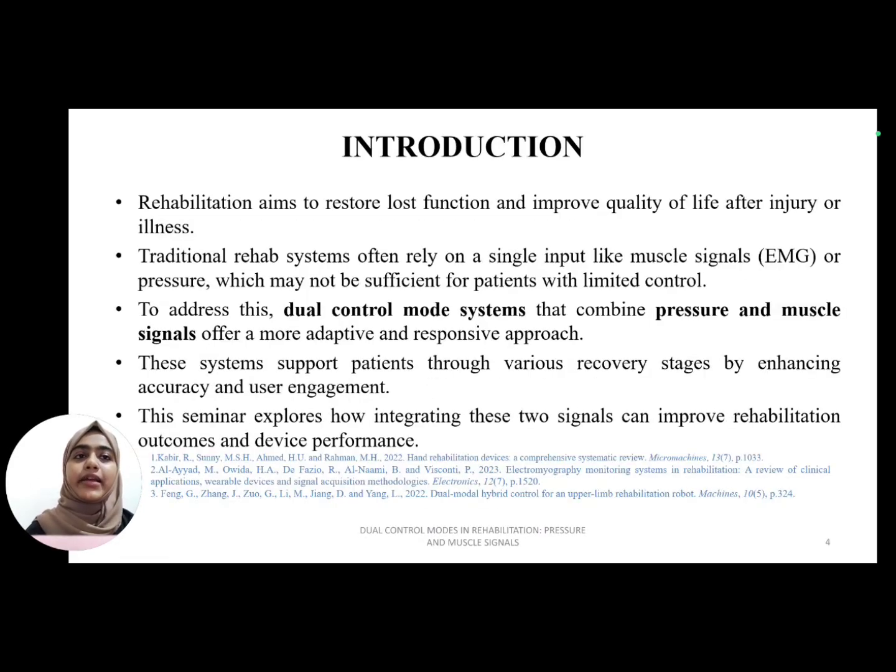So basically, when it comes to the introduction of rehabilitation, as we all know, it aims to restore lost function and improve quality of life after injury or any type of illness. Traditional rehabilitation often relies on a single input like EMG or pressure, which may not be efficient for patients with limited control. To address this, dual control mode systems that combine pressure and muscle signals offer a more adaptive and responsive approach. These systems support patients through various recovery stages by enhancing accuracy and user management. This seminar explains how integrating these two signals can improve rehabilitation outcomes and device performance.